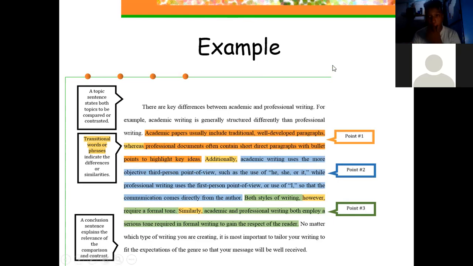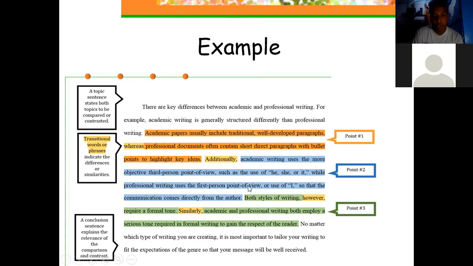I have a confusion here, sorry. The topic sentence says both topics to compare or contrast, right? This is in the first one, you can develop about what you write, what you do.